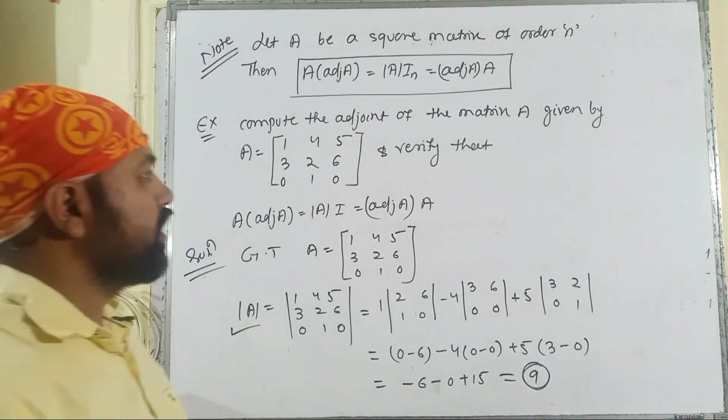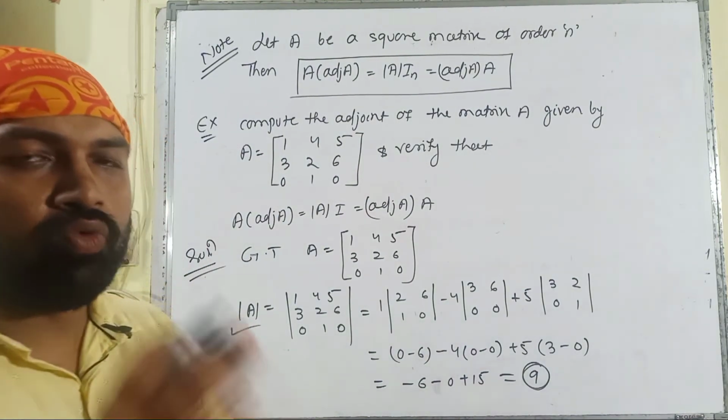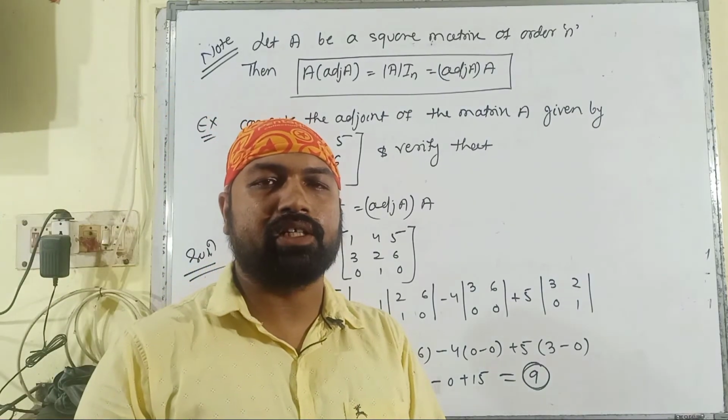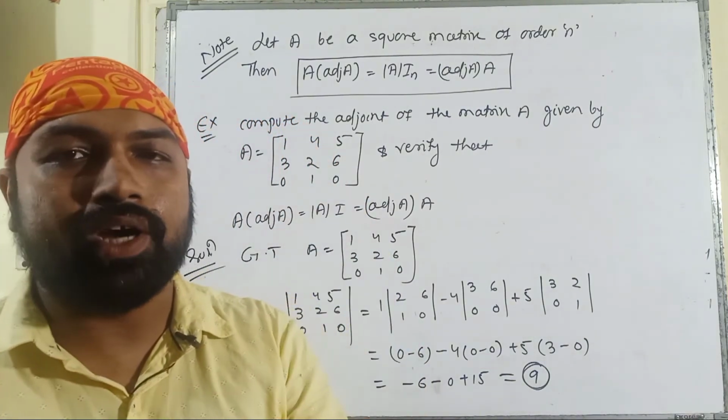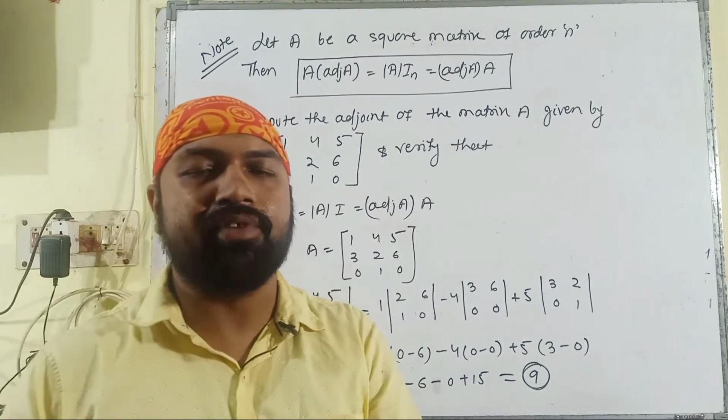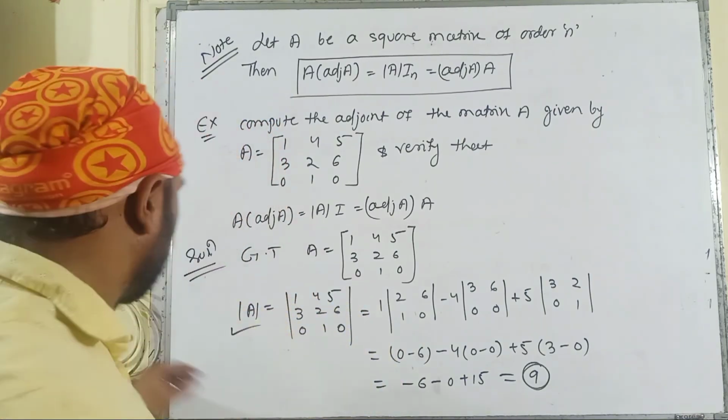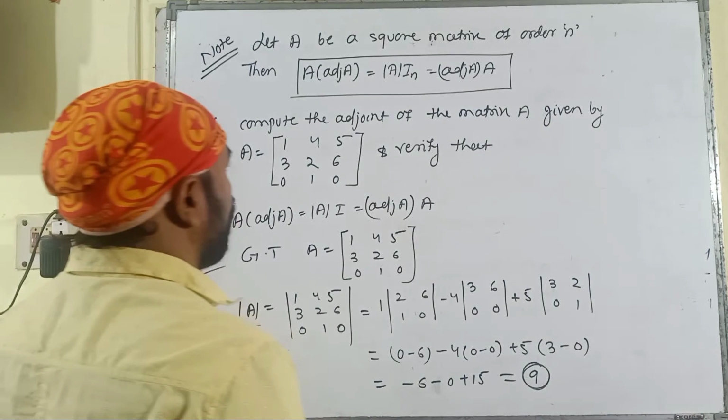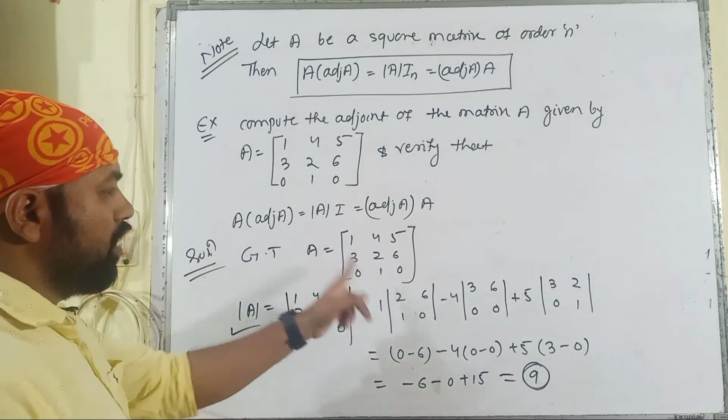Now we have to find out the adjoint of A. So to find out the adjoint of the matrix A, first of all, we have to calculate the cofactors of each and every element present in the matrix A. So let us start from the cofactors of each and every element of the matrix A.